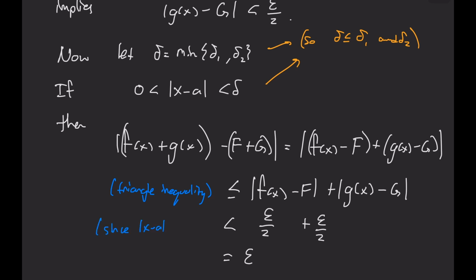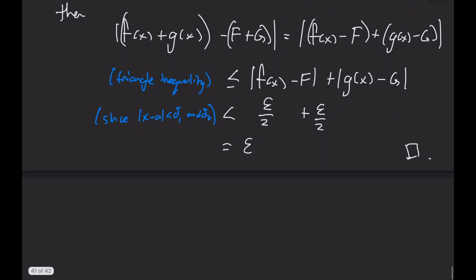So that first inequality came from the triangle inequality. The second one came from the fact that |x minus a| is less than both delta 1 and delta 2. And that gives us our argument. So it's a little bit abstract, and we had to assume the definition of limit for f and g individually to get this combined limit.